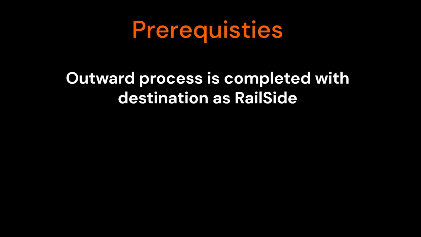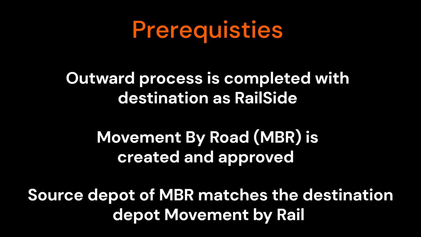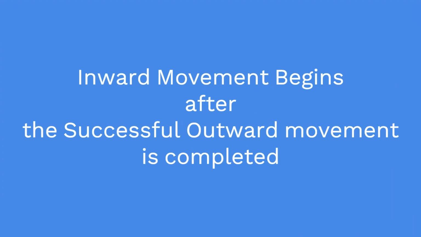Prerequisites. Before proceeding, ensure outward process is completed with destination as rail siding. Movement by road is created and approved if not already available. The source depot of movement by road matches the destination depot of movement by rail.